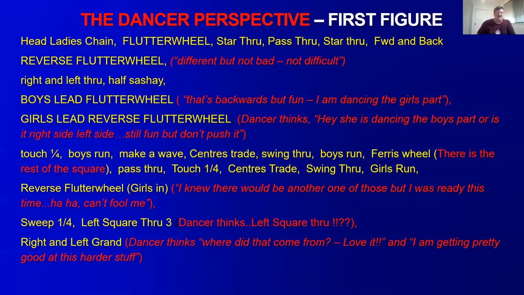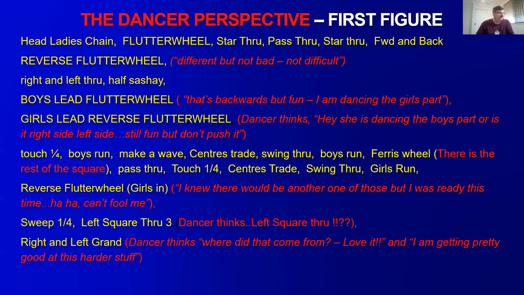Well, you've got that. You're into a standard formation, facing lines, touch a quarter, boys run, make an ocean wave. Yep, pretty standard. Centers trade, swing through, boys run, Ferris wheel. There's the rest of the square. Oh, I knew they were in there somewhere. I'm getting pretty good at this stuff. Pass through, touch a quarter, centers trade, swing through. Good stuff. Everything up right through there is standard.